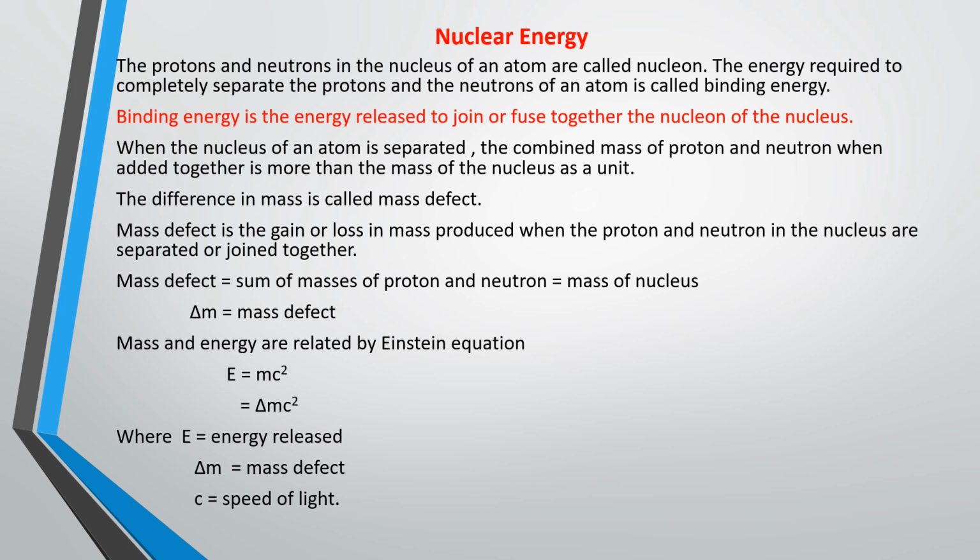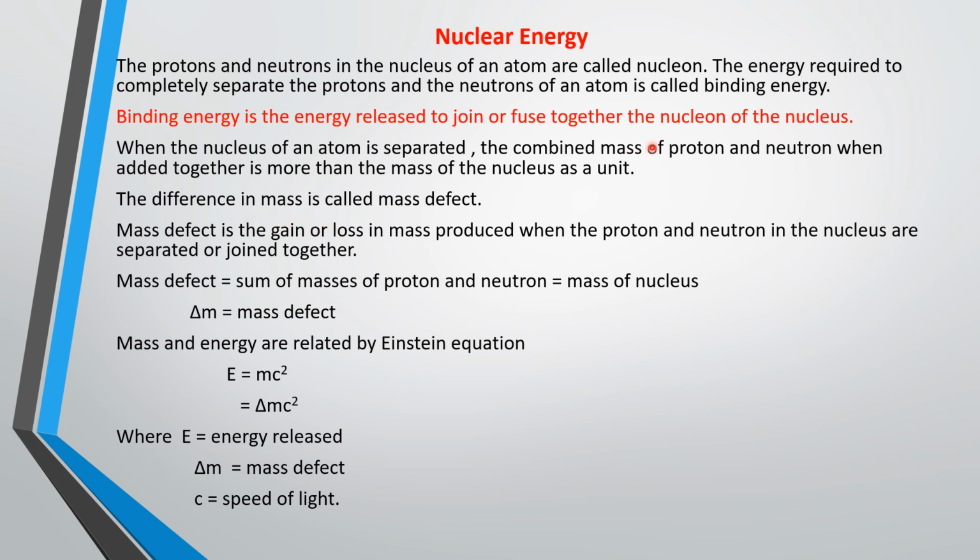The energy that is required to separate the proton and the neutron in an atom is called binding energy. Binding energy is energy released to join or fuse together the nucleons of the nucleus. So the nucleons of the nucleus are the proton and the neutron. That energy that is used to fuse together the neutron and the proton is called binding energy.